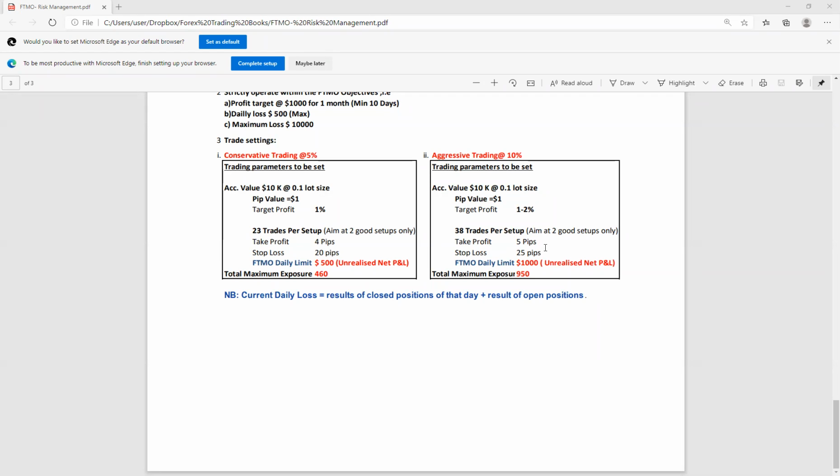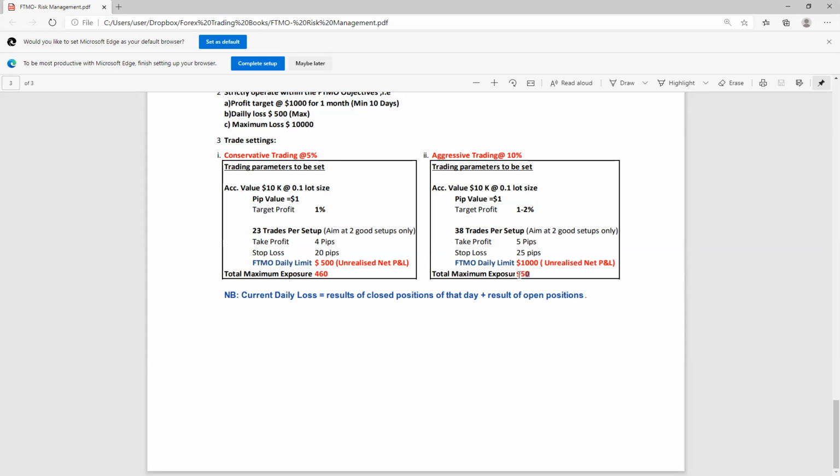Then again, re-strategize. And the stop loss for the aggressive trader, we set it at 25 pips. So when you take 25 and multiply by 38, it should give you something at most below 1,000. You will not be able to hit 1,000. It will be around 950. That's where it will be playing. Therefore, you see, I'm leaving some slight room just in case of anything.